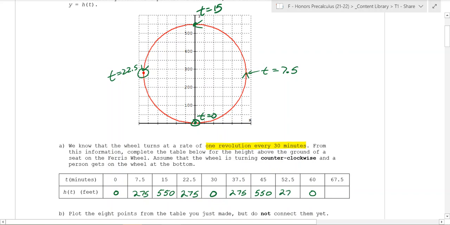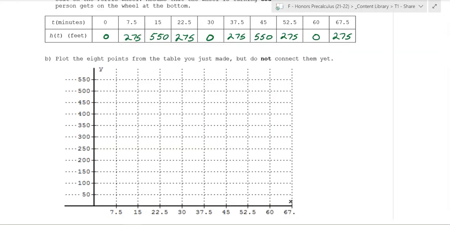This is the height off the ground of the person on the Ferris wheel every time interval. Okay, what we're going to do now is plot those points on a graph. Well, at time equals 0, it's right here down at height equals 0. So then we plug in 275, which is here, and then at 15, it's at 550. And then the rest of the points will look like these points.